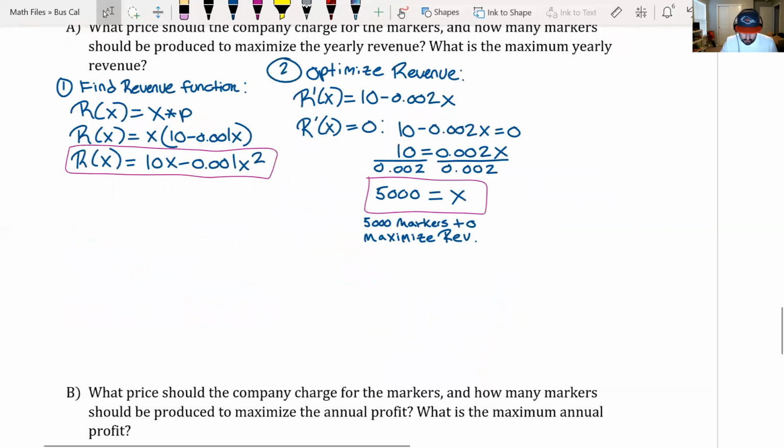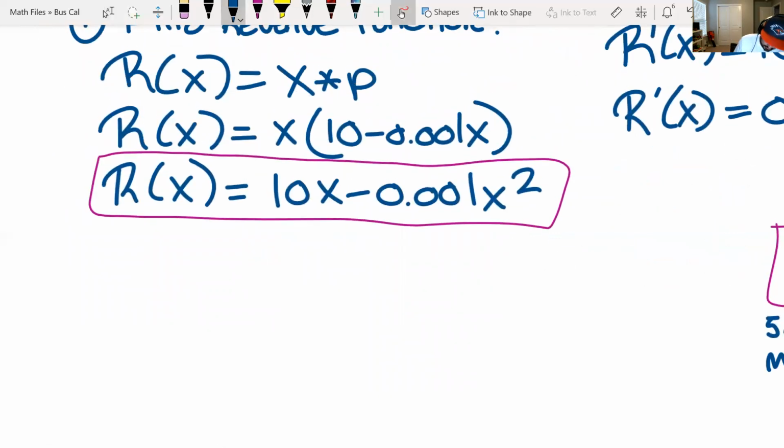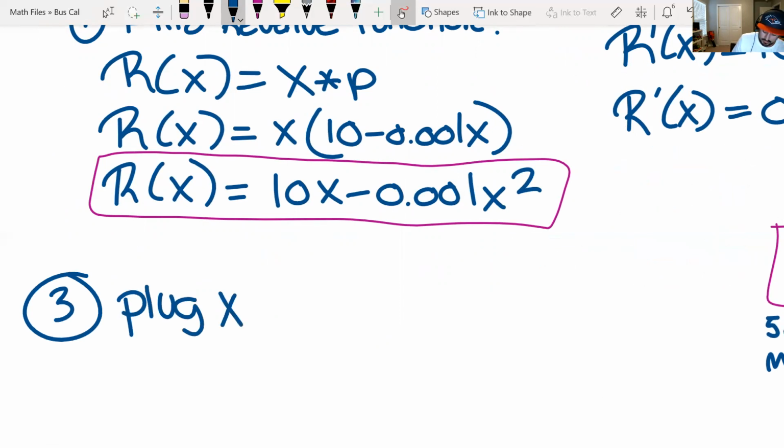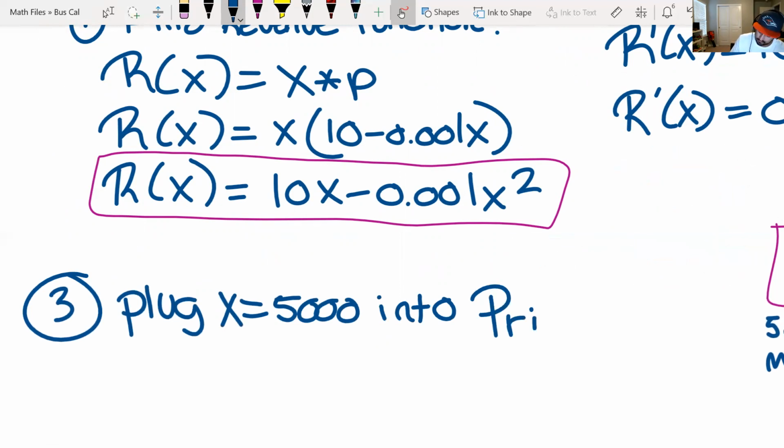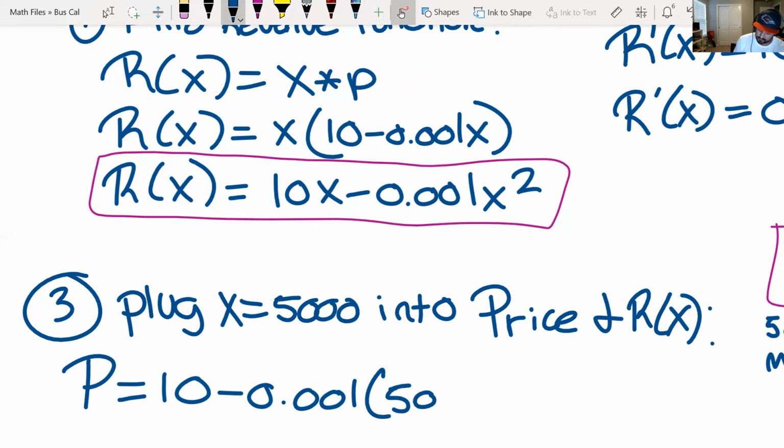So for step 3, I'll write it down below. Plug x equals 5,000 into price, let's say into p, and R of x. So first, for p, you'll have 10 minus 0.001 times 5,000.